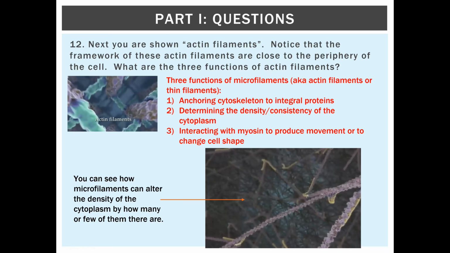So if a cell wants to maintain a specific shape indefinitely, it would have a lot of microfilaments to give it a certain shape and density. But if a cell needs to, say, flatten out or squeeze somewhere, then it could reduce the number of microfilaments to give it a bit more flexibility.